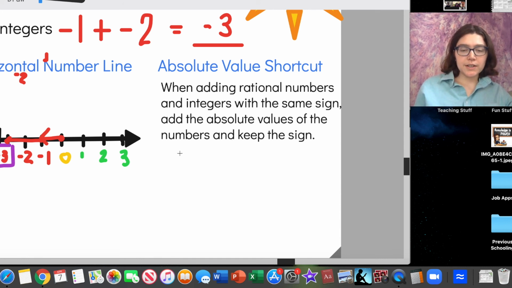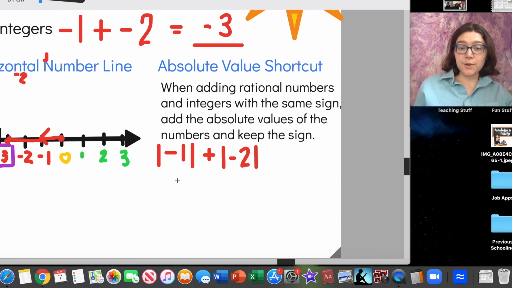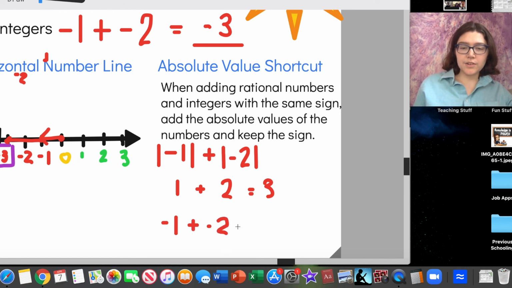All right, so we can set that up. The absolute value of negative 1 plus the absolute value of negative 2. Let's figure out what that is first. The absolute value of negative 1 is positive 1. The absolute value of negative 2 is positive 2. Again, distance from 0. And 1 plus 2 is 3. But since these were both negative, that means negative 1 plus negative 2 is equal to negative 3. Okay, so that's how we could get it without a number line.